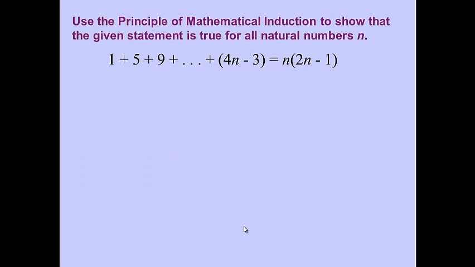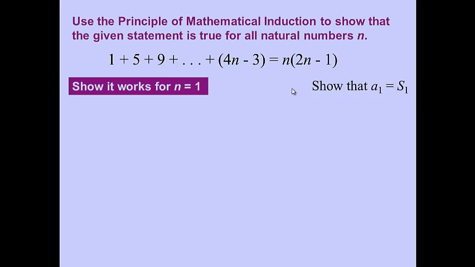So let's look at another example. Here we have 1 plus 5 plus 9 plus 4n minus 3 equals n times 2n minus 1. Now, show that it works. This shows that the statement works for n equals 1. So in other words, we want to show that a sub 1, that's our formula for the term a sub 1, because if we put in 4 times 1 minus 3, we get 1, equals s sub 1.